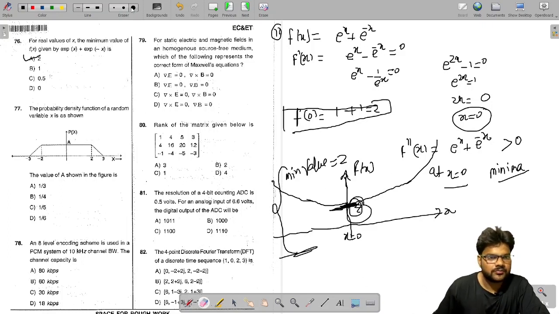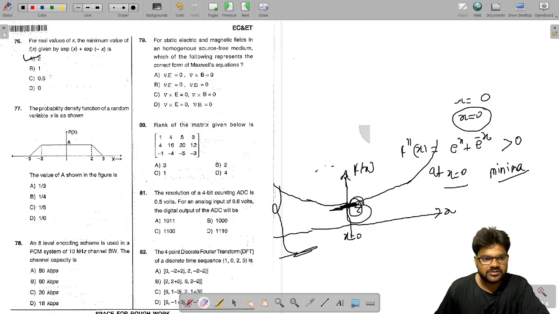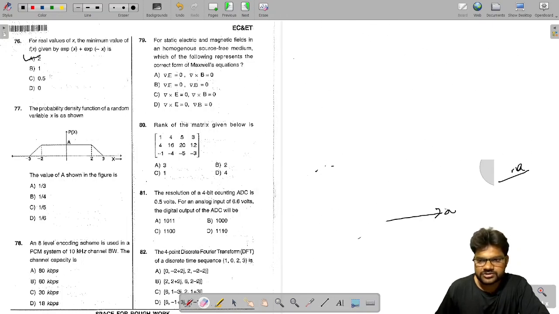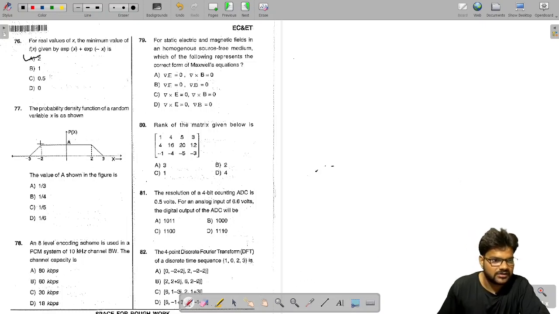Now let us move to the next question, question number 77. In question 77 we are given a PDF, the probability density function of a random variable x, and the value of a shown in the figure, and we have to find the value of a. If you see, this PDF is an even function. The area of a PDF is 1; if we integrate a PDF from minus infinity to infinity, it has to be 1. So 2 times the integral from 0 to infinity of f(x) equals 1 because this is even. So for the half portion of this PDF the area will be half.